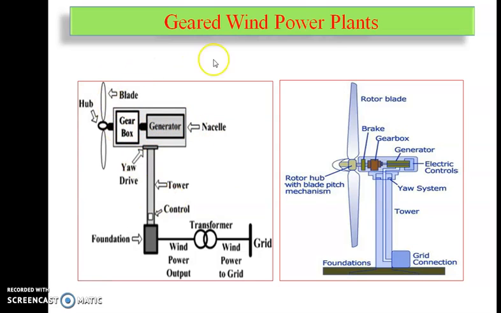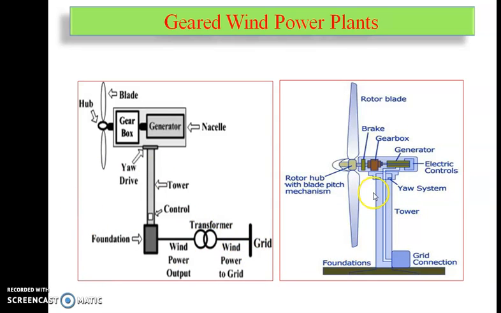So this whole system shows the working principle of geared wind power plants. By using the gearbox, the speed is increased and electricity is generated. There are yaw drives, the tower, control systems, and whatever power is generated is taken into the foundation. Then again it is given to the transformer. Generally the transformer is a step up transformer, and whatever power it is, it is transmitted to the grid system, as shown in these two figures.